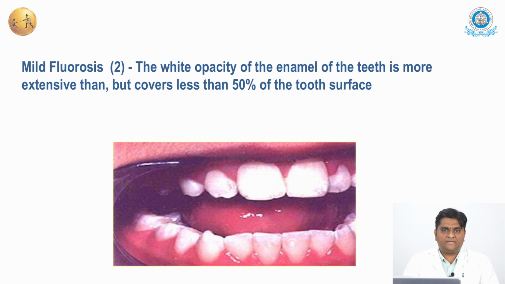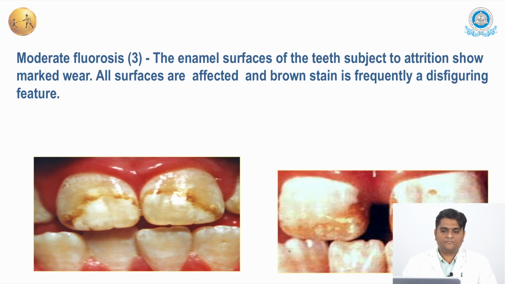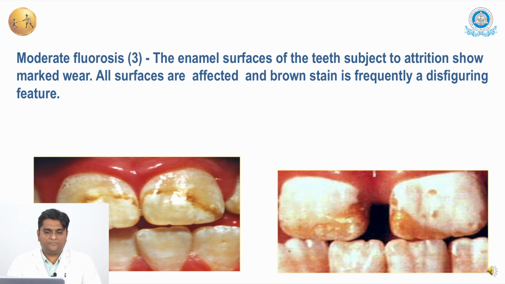Next is score 2, that is mild fluorosis. Now here the white opacity of the enamel of the teeth is more extensive than the previous category but covers still less than 50% of the exposed tooth surface. Coming to the next score, that is moderate fluorosis, that is score 3. Now here, as we can see in the picture, the enamel surfaces of the teeth are subject to attrition and they show marked wear. And all surfaces are usually affected, and brown stain is a frequently seen disfiguring feature in this score.